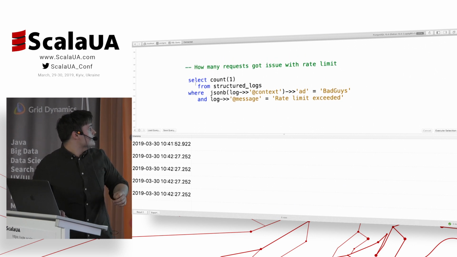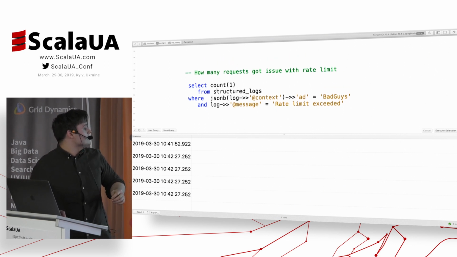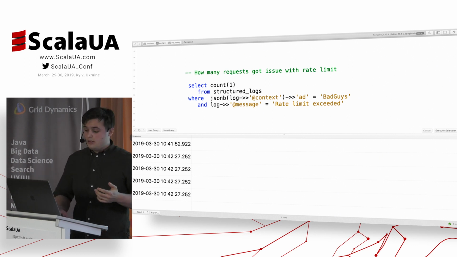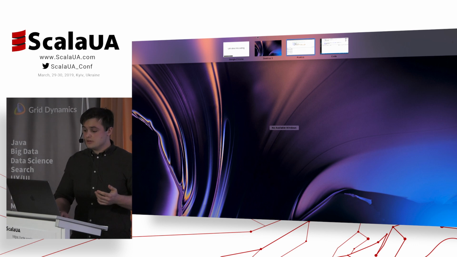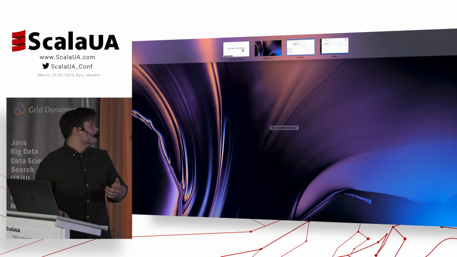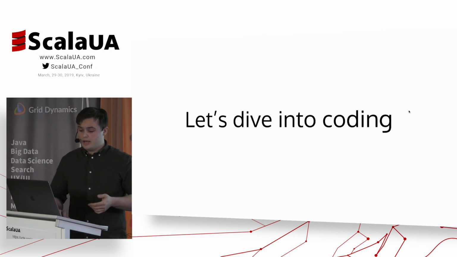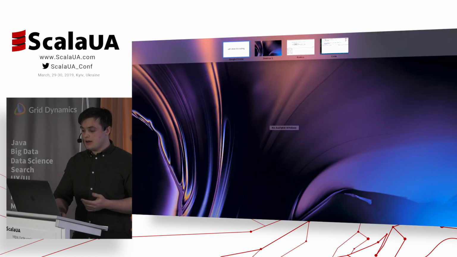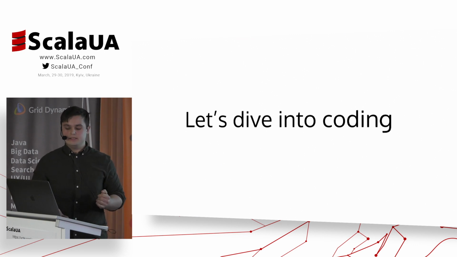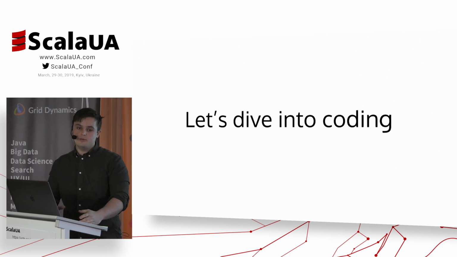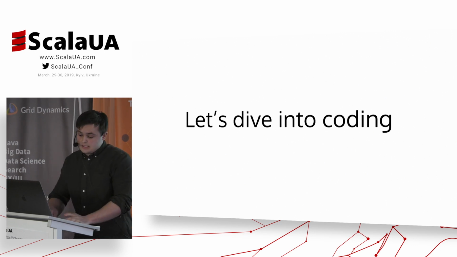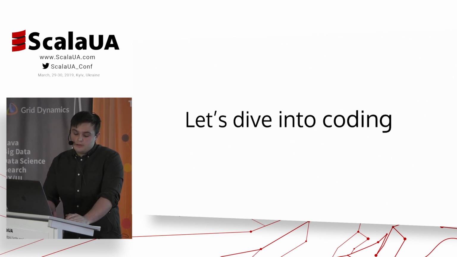And as I showed, we can see how many requests got issued with rate limit. So as you can see, this can be used as a powerful tool for monitoring and querying the state of your application. I think it's completely vital and important if you want to build reliable systems and find where the issue was as fast as possible.